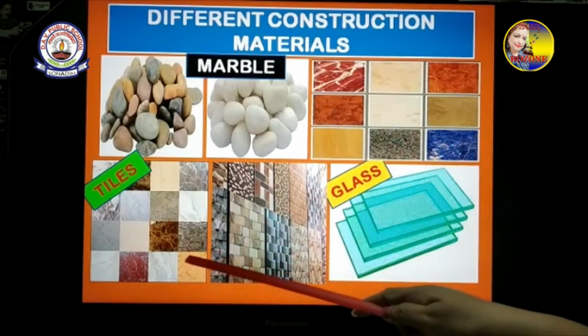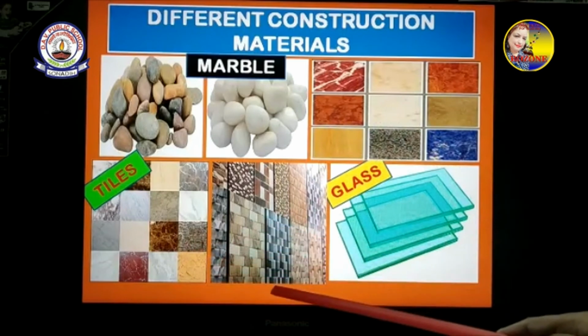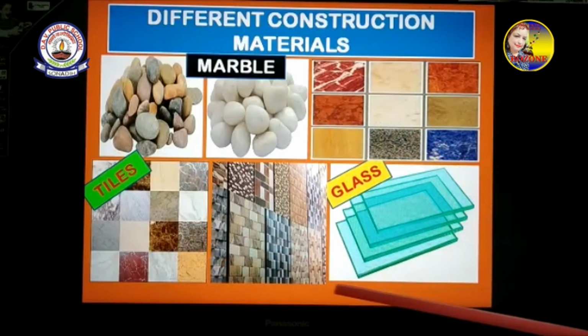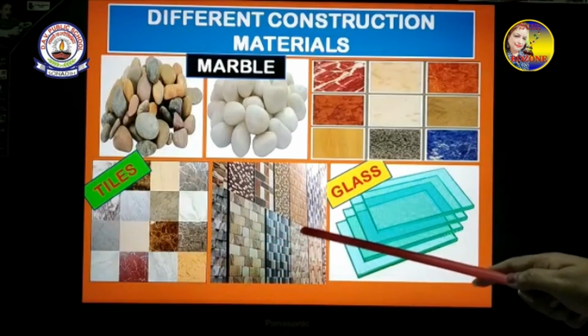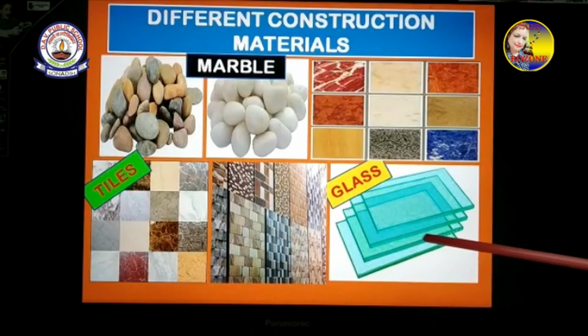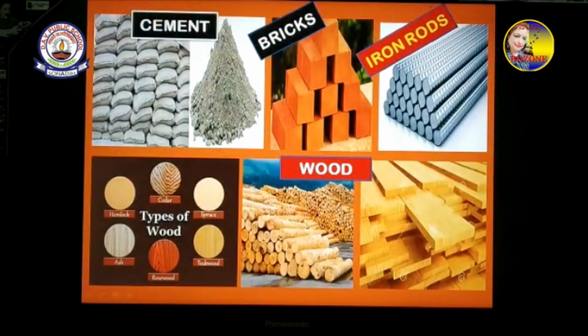Then these are tiles, used in the rooms and in the washrooms, then in the kitchen, the flooring and all. Sometimes walls are also made with these tiles. Then glass work, you must have seen glass used in many construction buildings. You'll find sometimes the full wall made of glass, or the windows are made of glass, ventilations are made of glass. Followed? Then some more construction material, you will find cement, bricks, iron rods.